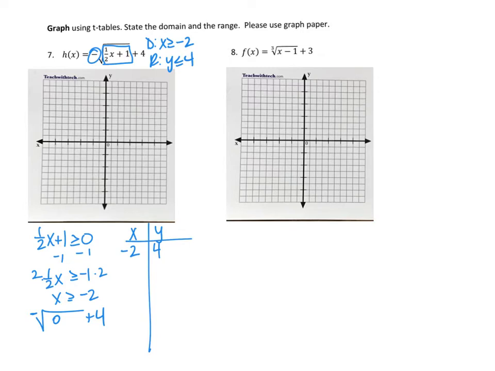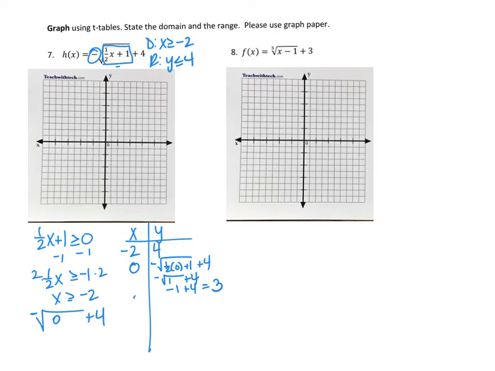Because my square root has a 1/2 in there, I'm going to pick even numbers so that I don't have to deal with fractions. So I'm going to plug in 0. I have the negative square root of 1/2 times 0 plus 1, plus 4. That's the negative square root of 1 plus 4. That's -1 plus 4, which is 3. So that's 3.